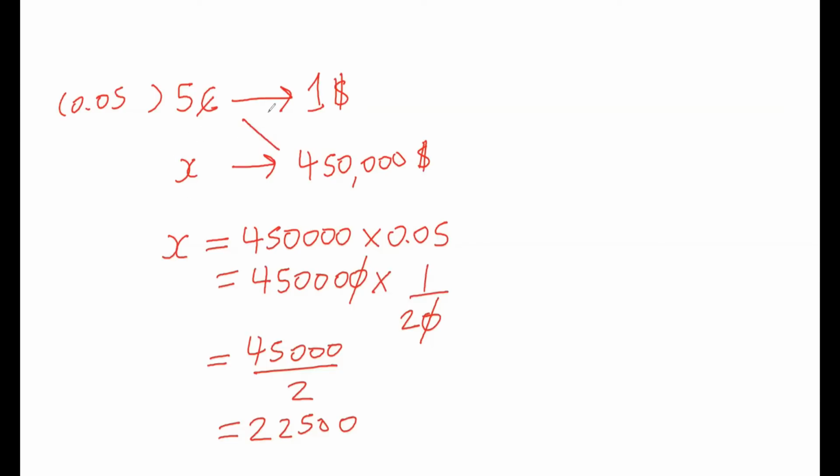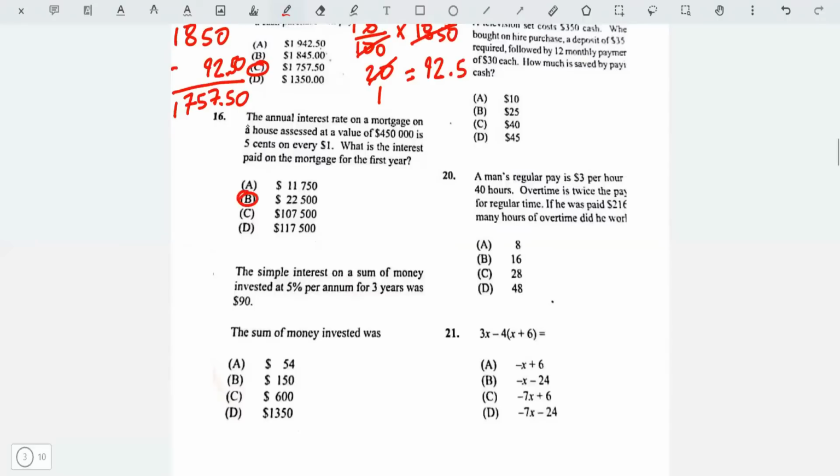So we'll just cross multiply and say 1 times X is 450,000 times 5 cents, but 5 cents is $0.05. We have to convert to dollars. Then we'll work it out. So that's $22,500. So 22,500 is option B.